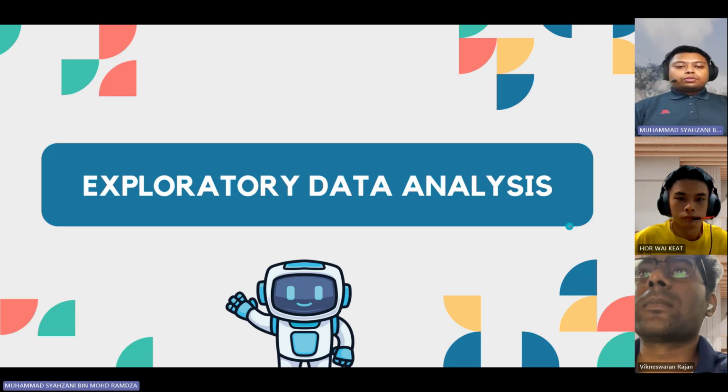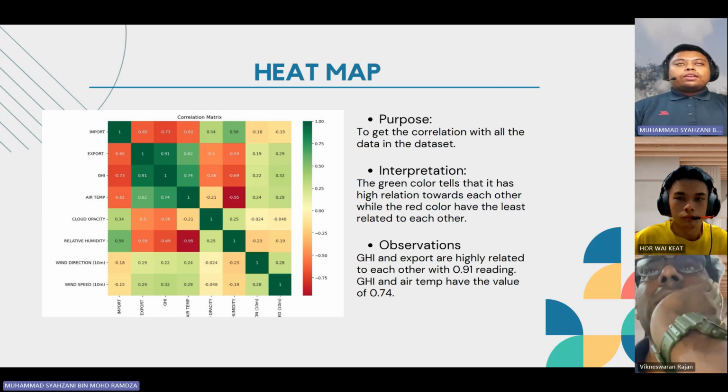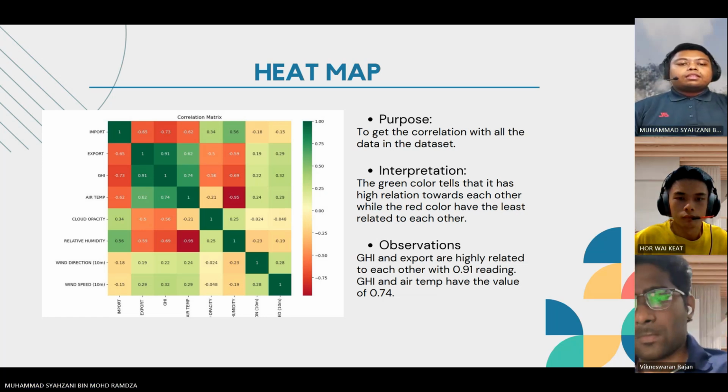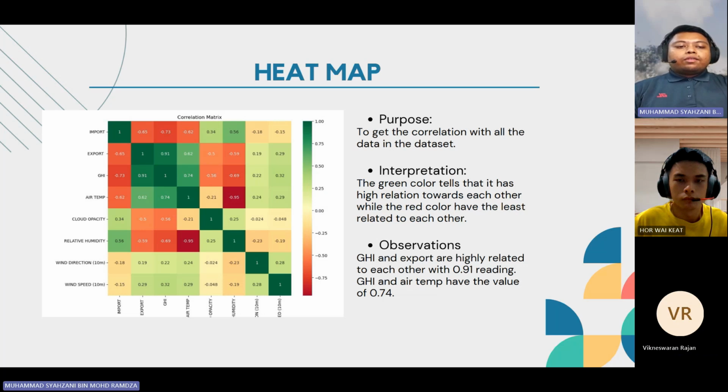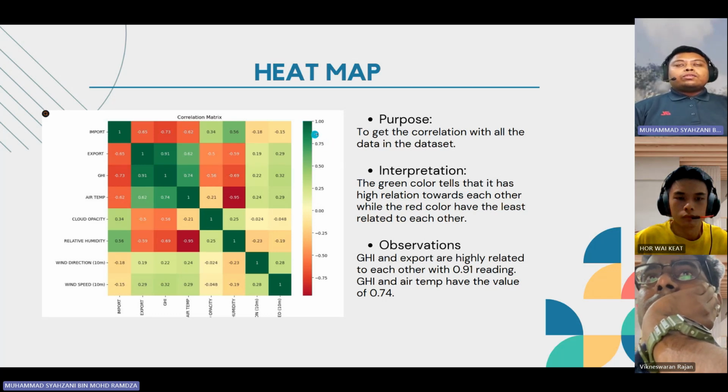Let's look into the first one, which is the correlation heat map. The purpose of the correlation heat map is to get the correlation between the variables in the dataset. As we can observe here, there are 8 variables that have been chosen and put at each side of the heat map. By looking at the right side of the heat map, we can see the color range. The green color shows positive correlation between variables, while red color shows negative correlation.